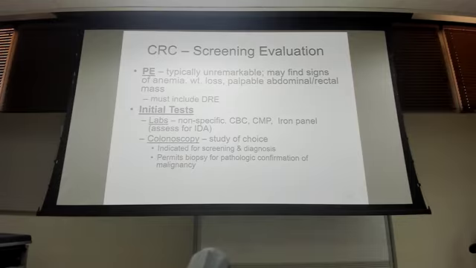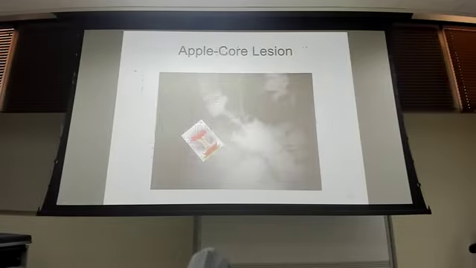Initially, for our colorectal cancer screening, non-specific labs are normal players, right? CBC, CMP, and iron panel. We're looking for that iron deficiency anemia, that's what IDA is there. And then colonoscopy, study of choice, indicated for both screening and diagnosis, because we can get a biopsy and send it down to be looked at under a microscope.